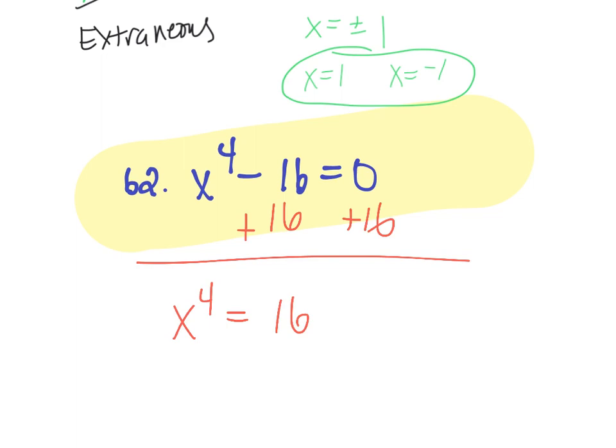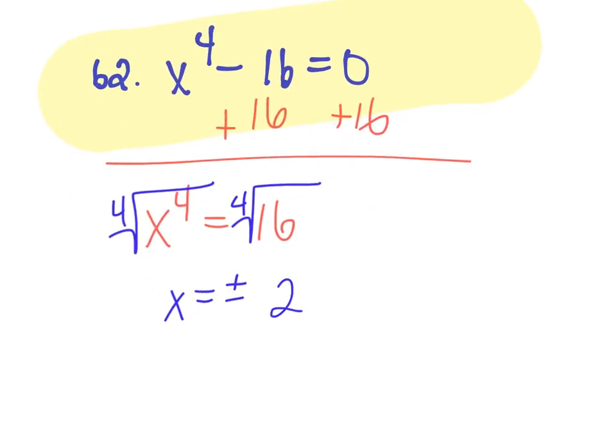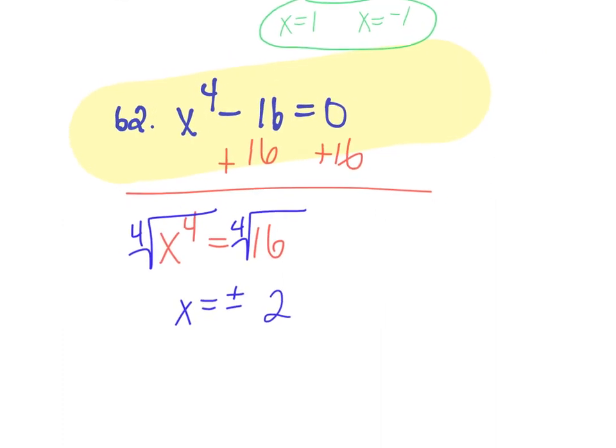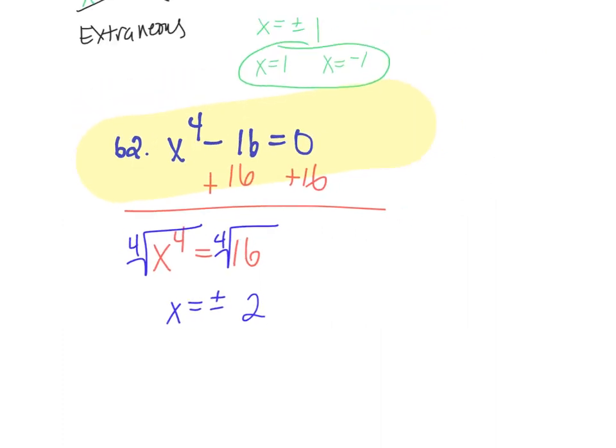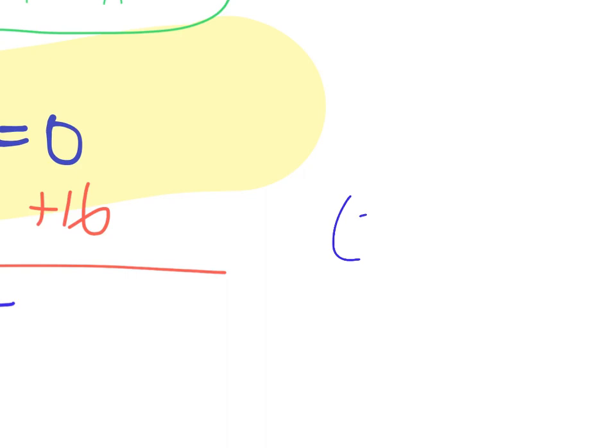All right, what do I notice here? I can take the what root? 4th root. If I do it on the right-hand side, I do it on the left-hand side. So x equals plus or minus the 4th root of 16. What number times itself 4 times gives me 16? 2. So what do I do with positive 2 and negative 2? Plug it in. Guys, watch. I'll just do it right here.